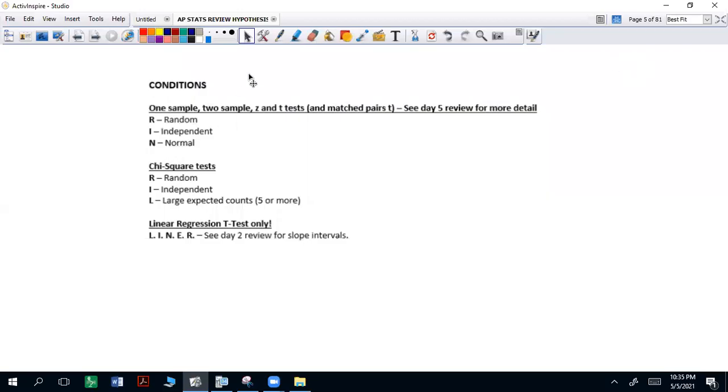So when we do our conditions, they're the same conditions we did in review 5. If you want to see all those conditions, there's random, independent, normal. For chi-squared, random, independent, large counts, meaning 5 or more. And for linear regression, linear, independent, normal residuals, equal variance, and random. And you can see review 2 for those, so I'm not going to go over those again. Those are your conditions. Always state those in your write-up under your assumptions.